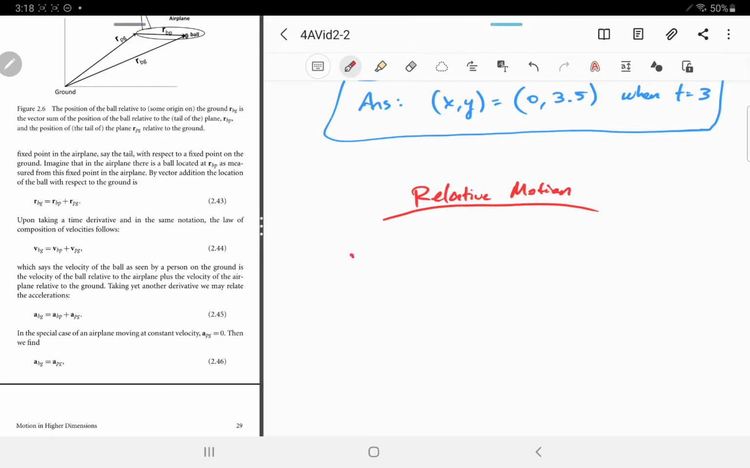2.44, relative motion. The velocity of A with respect to C is equal to the velocity of A with respect to B plus the velocity of B with respect to C. Now it doesn't matter what the three labels you have here. The order is somewhat important here. The way I remember this is that the center labels are kind of canceling out. So AB, BC, the B's will cancel out, and overall we're left with A and C. This is how I remember the order of these things.